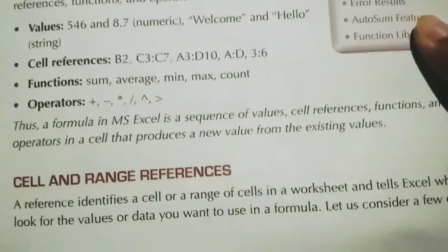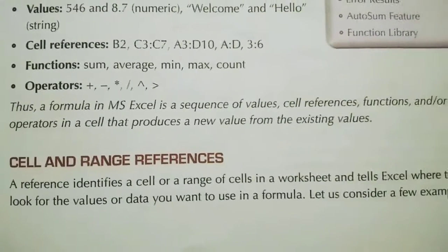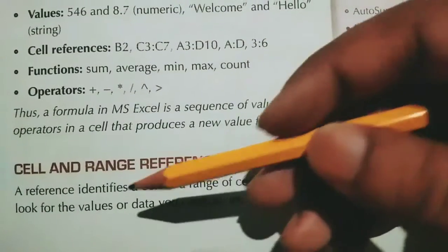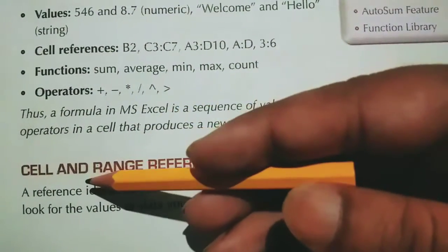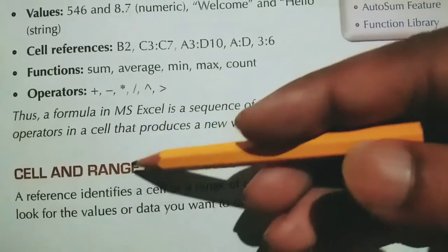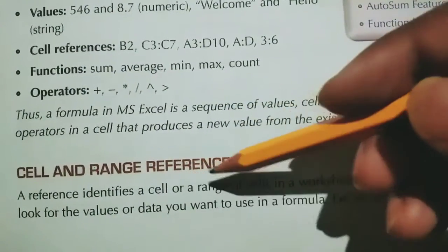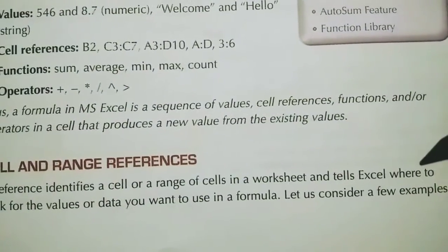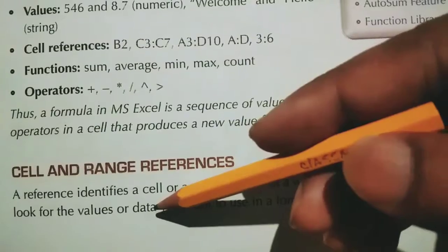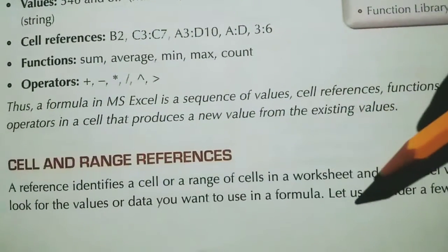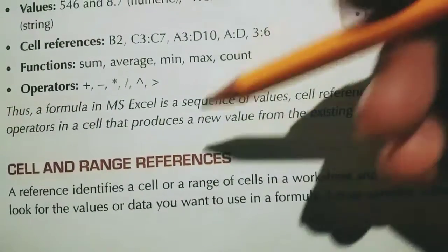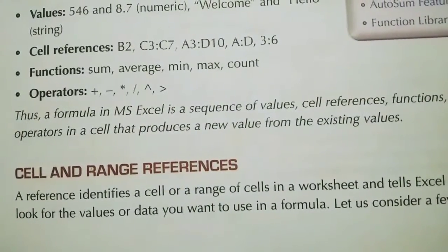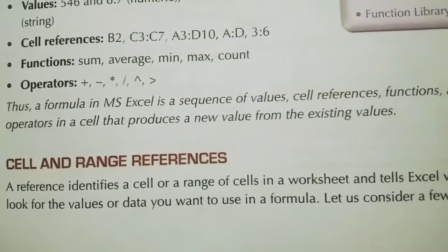Now next, cell and range references. So a reference identifies a cell. Reference, I already told you, means the address or the name. So a reference identifies a cell or a range of cells in a worksheet and tells Excel where to look for the values or data you want to use in the formula. That means reference uniquely identifies a cell. Uniquely means it will give the address of the cell, in a worksheet.